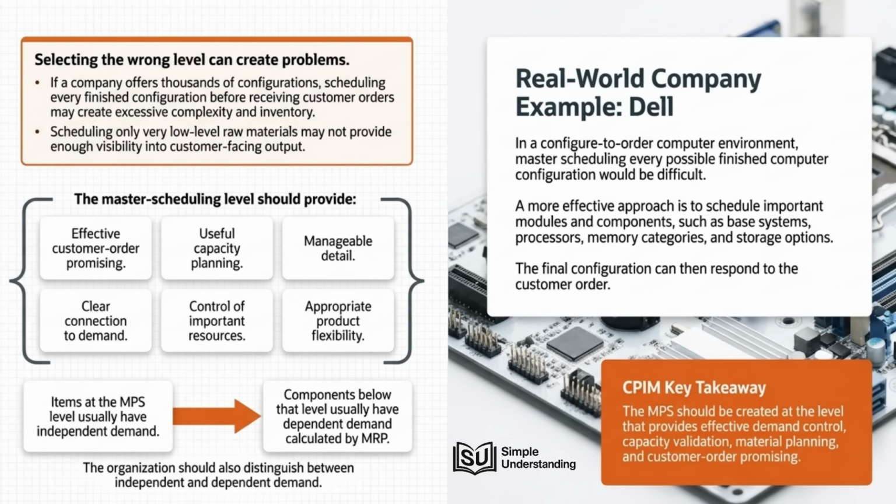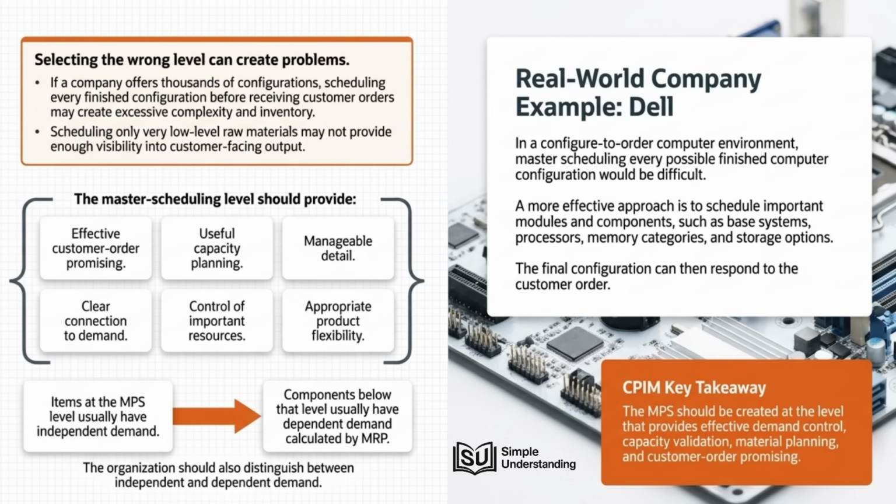The MPS should provide effective customer order promising, useful capacity planning, manageable detail, clear connection to demand, control of important resources, and appropriate product flexibility. The organization should also distinguish between independent and dependent demand. Items at the MPS level usually have independent demand. Components below that level usually have dependent demand calculated by MRP.